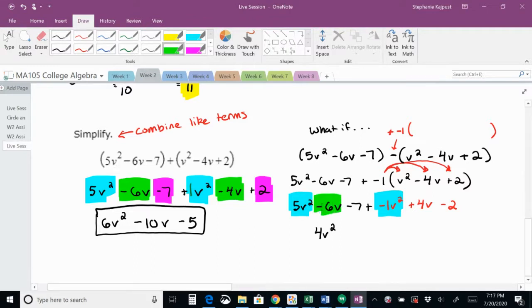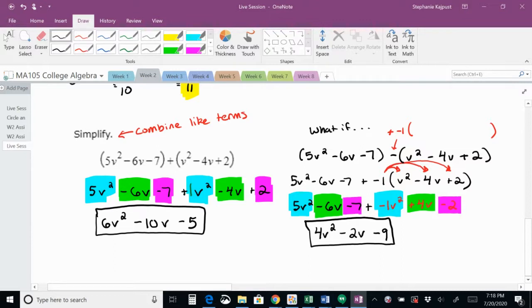Then when we have our v, we have a negative 6v plus 4v. So negative 6 plus 4 is a negative 2. And then we have a negative 7 minus 2. It doesn't show up very well with the red, but negative 7 minus 2 is negative 9. So you get a totally different answer just by changing that addition to a subtraction. It changes your whole thing completely.